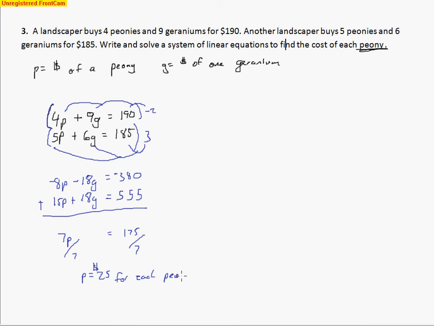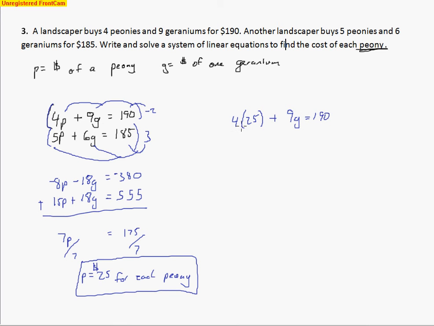And if we wanted to find the cost of a geranium, it's not asking for that, but let's say if we wanted to, we just have to substitute that 25 back in for one of the variables. So if I do this one here, put it in for the 4p, so it's going to be 4 times 25 plus 9g equals 190.